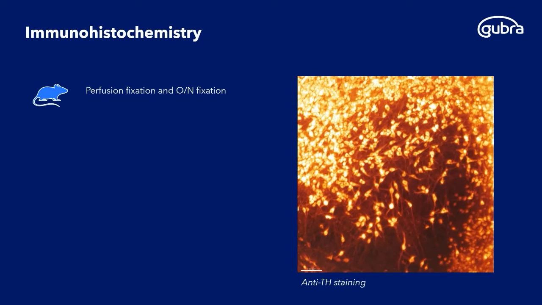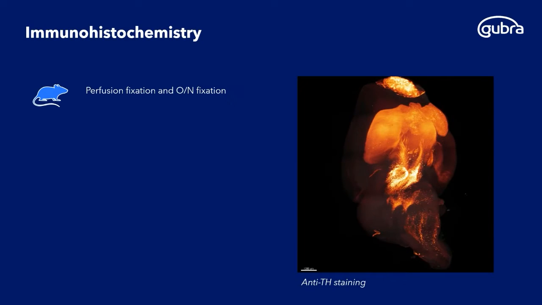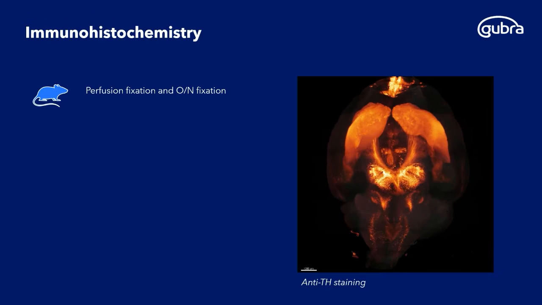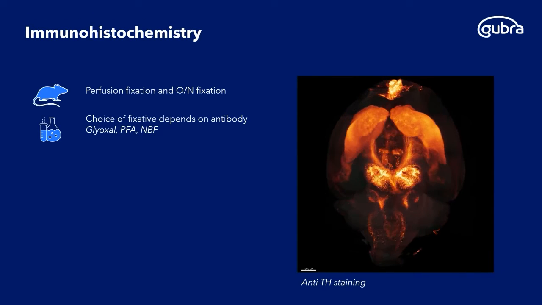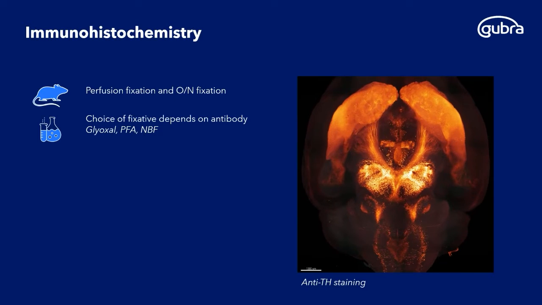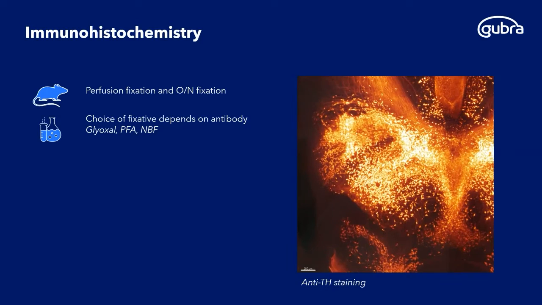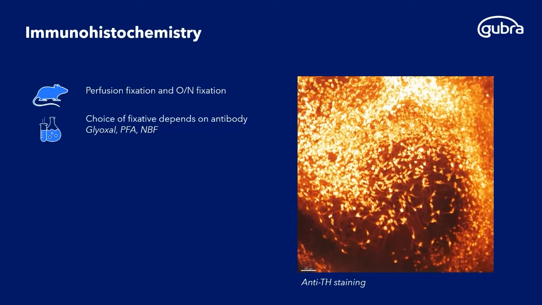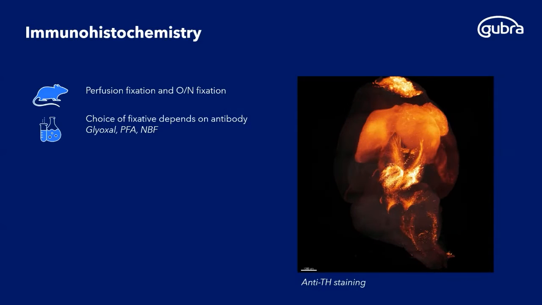So in essence, the start of the protocol is somewhat similar to a perfusion: fix a tissue by intracardiac perfusion. The fixative though can vary. So we have evidence that some antibodies work better with glyoxal, others in PFA or NBF fixative. So sometimes it may require some optimization here at this stage.